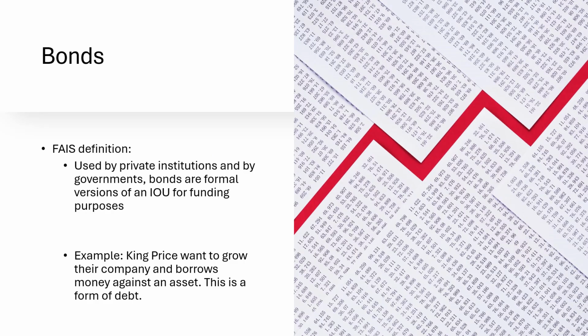Bonds. So bonds, very similar to debentures. It says the FAIS definition is it's used by private institutions and by governments. Bonds are formal versions of an IOU for funding purposes. So this one, very similar to our debentures, but here it is a form of debt. It's kind of a loan. It's not classified as a loan in terms of the National Credit Act, but it is kind of a loan. So our example here is King Price wants to grow their company and borrows money against an asset. This is a form of debt.